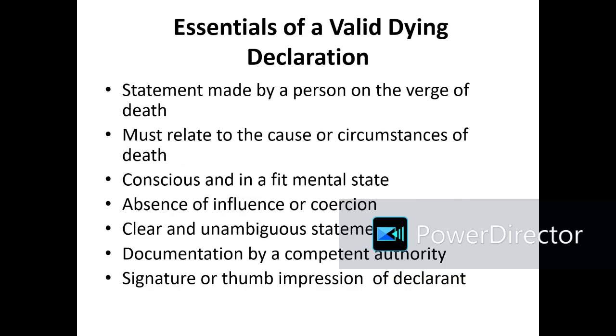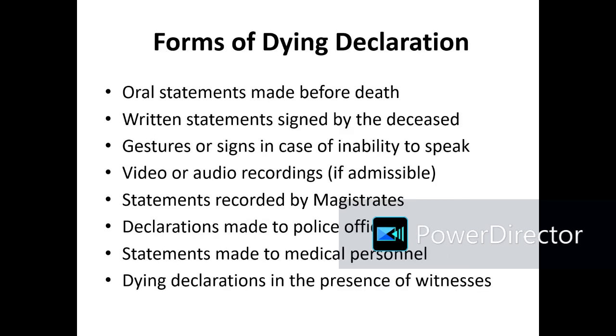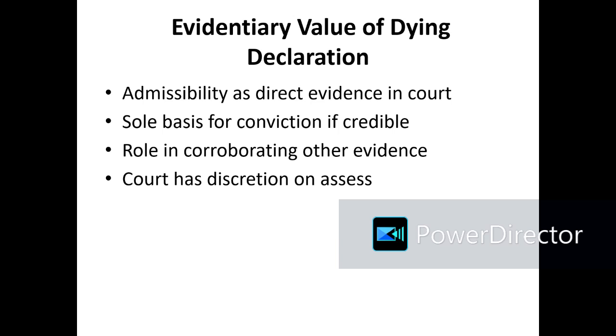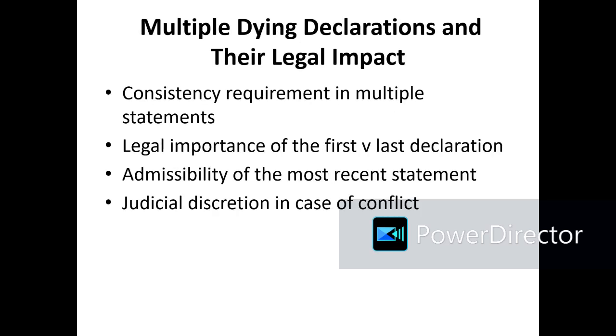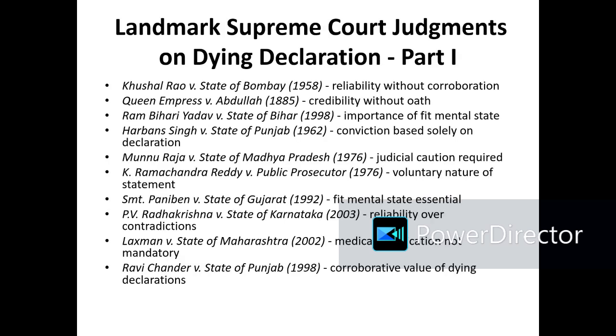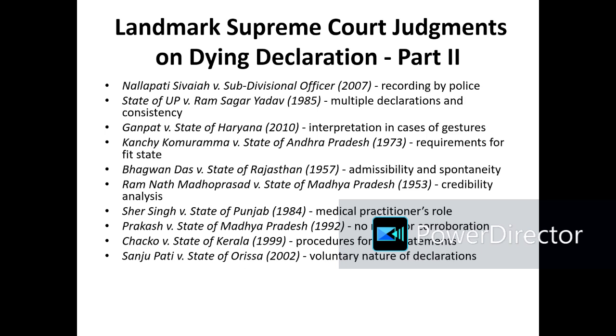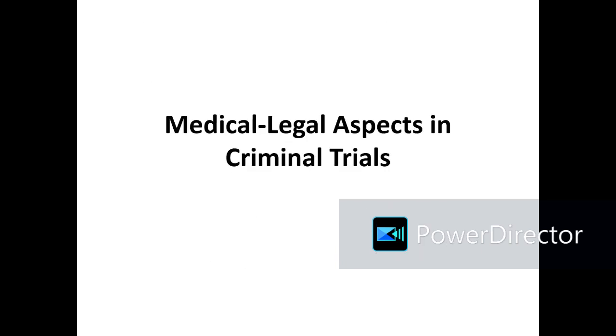A statement must relate to, number one, the cause of death. Number two, the circumstances of the transactions leading to the death. Number three, and this is one of the essentials for a valid dying declaration, the declarant must be certified mentally fit enough to give a declaration. And number four, the absence of undue influence or coercion. And the statement needs to be clear and unambiguous. The declaration should be clear and in precise words and not ambiguous.